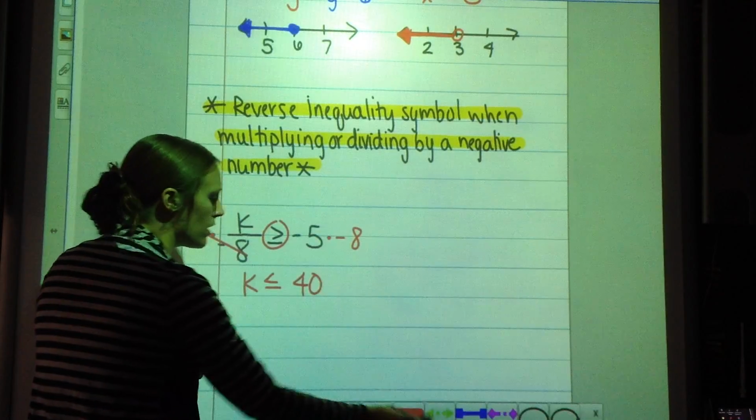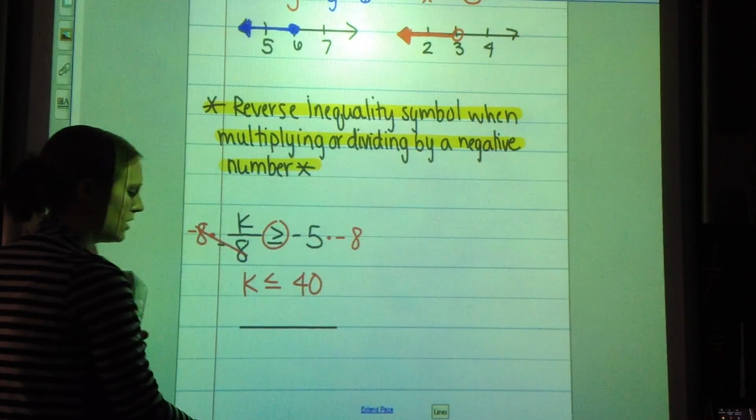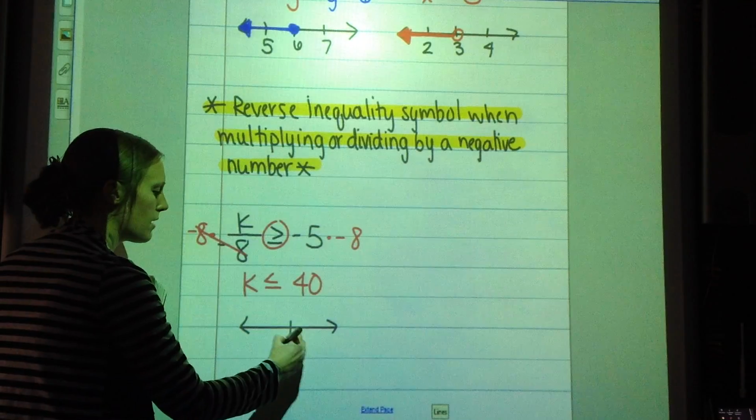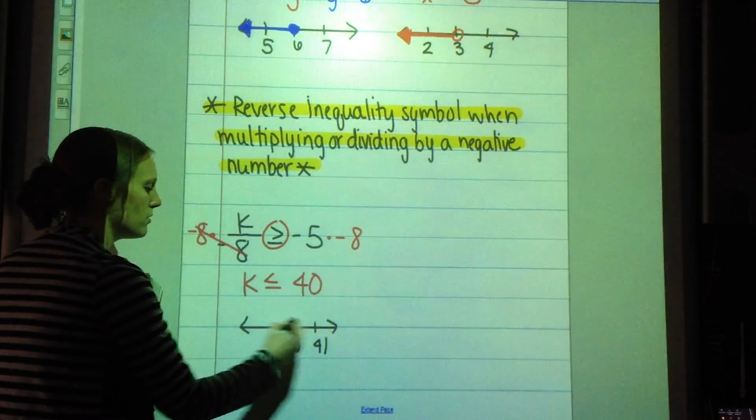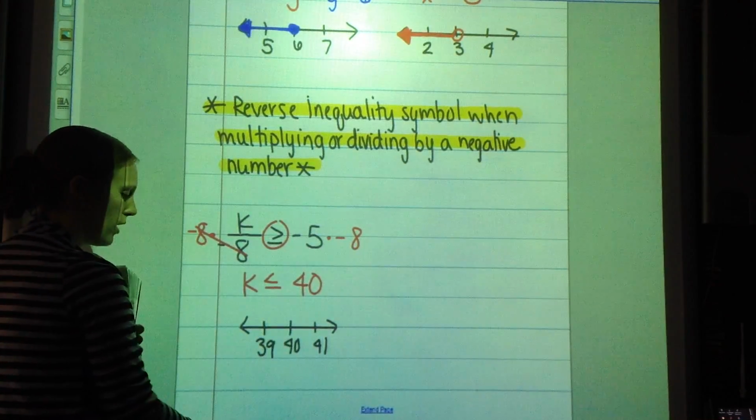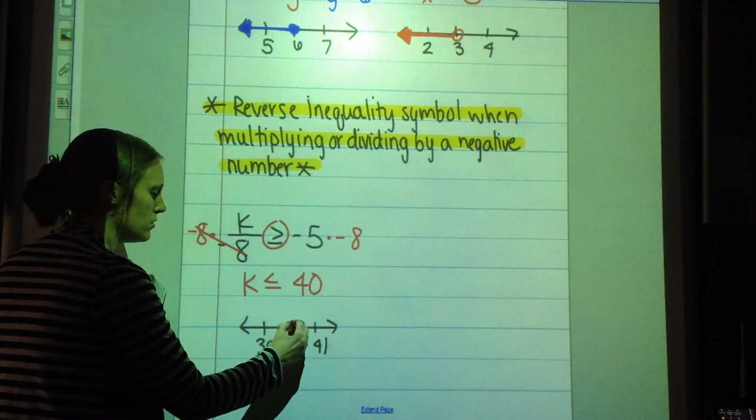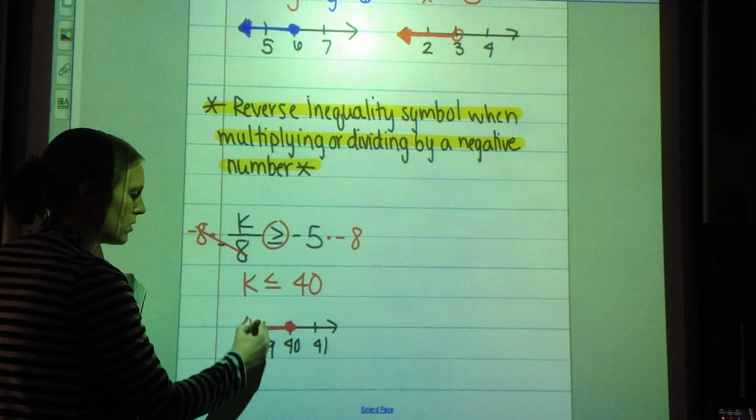Just like above, you are going to graph your answers. Your number line does not have to be very complex. One number higher, one number smaller. Y is less than or equal to, close that, and we want smaller numbers.